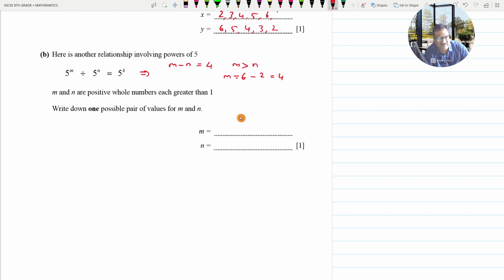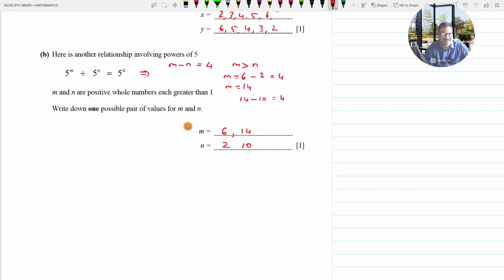So this is one of the answers. So m is equal to 6 and n is equal to 2. 6 minus 2 is equal to 4. Now there is one more combination. Suppose I go for m is equal to 14, and n is equal to say 10. So 14 minus 10 again works out to 4. So this is another option. So I can go for 14 and 10 as well, right?